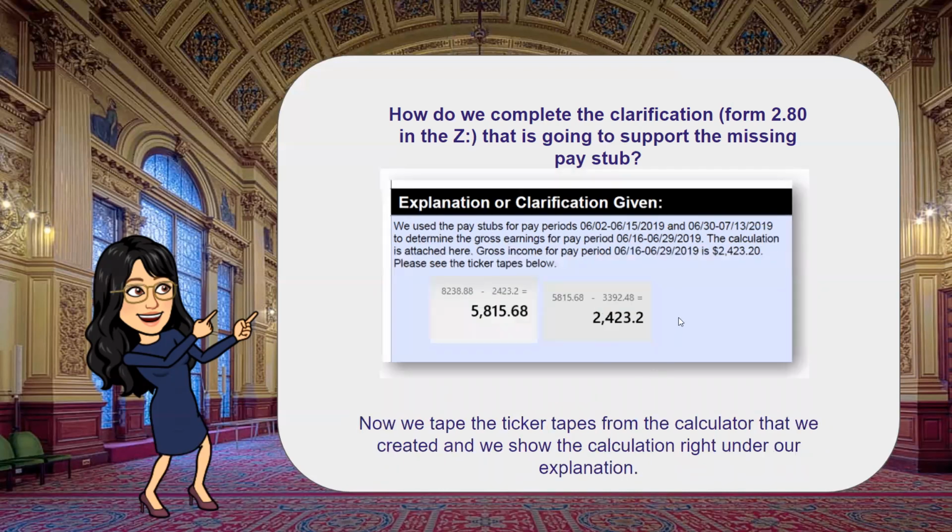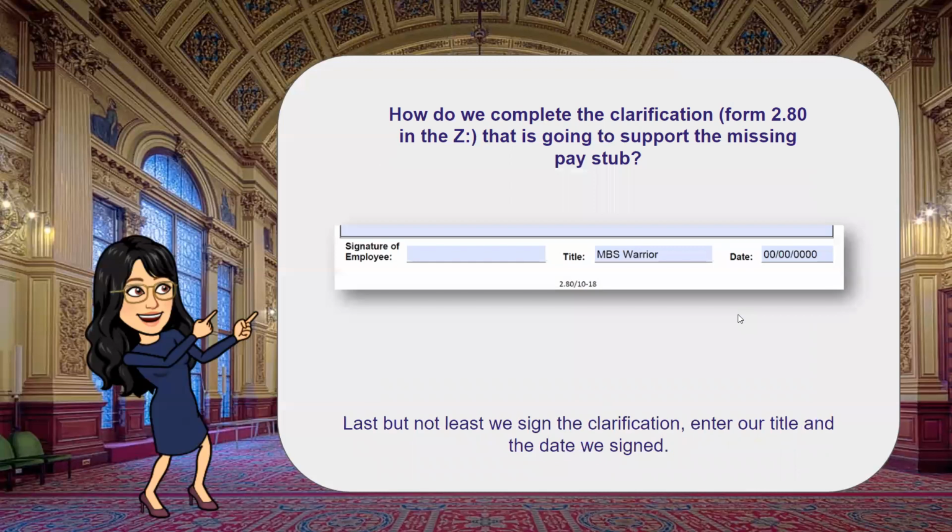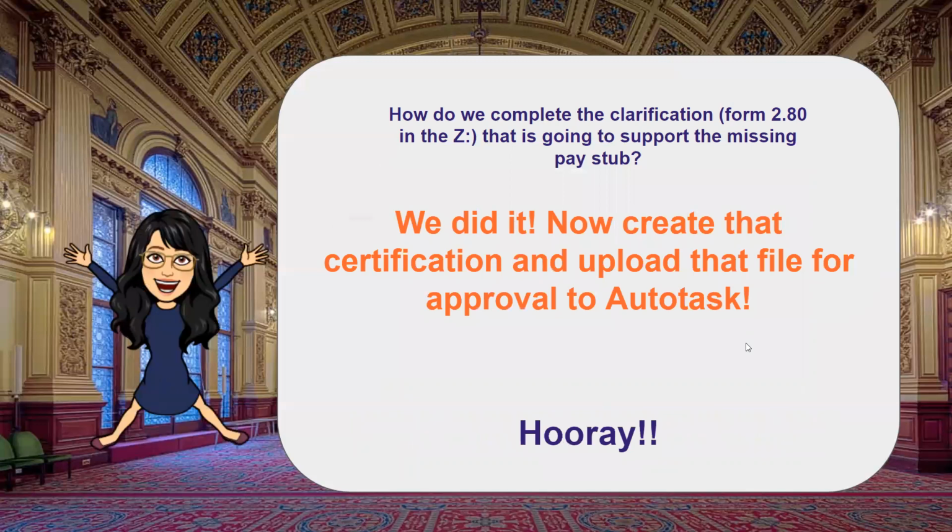Now we tape the ticker tapes from the calculator that we created and we show the calculation right under our explanation. Last but not least, we sign the clarification, enter our title and the date that we signed. We did it. Now create that certification and upload that file for approval to Autotask. Hooray!